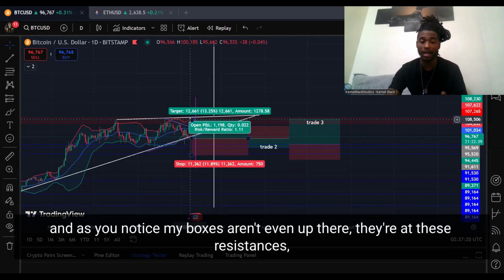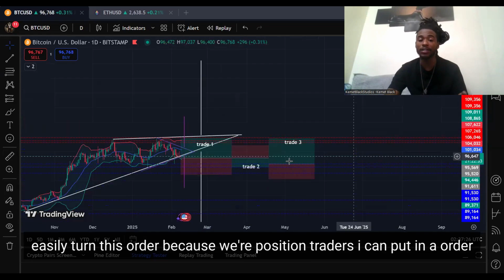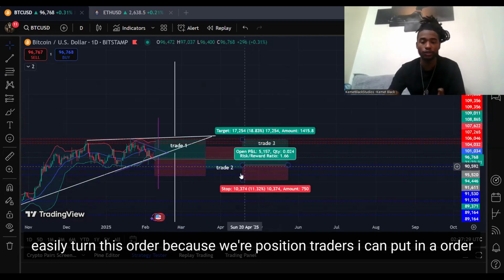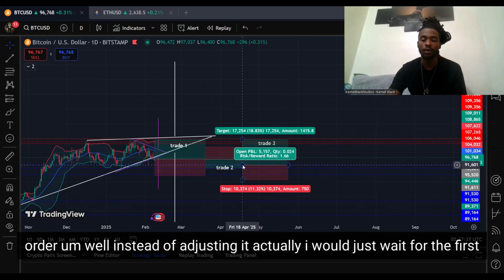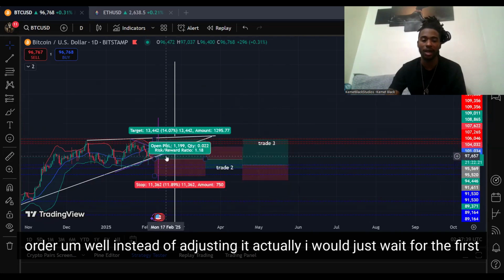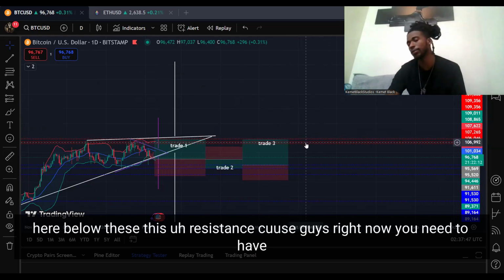And as you notice, my boxes aren't even up there. They're at these resistances. Okay, so I'm waiting, guys. I could easily turn this order. Because we're position traders, I can put in an order. I can adjust this order, right? Well, instead of adjusting it, actually, I would just wait for the first trade to hit. You know what I mean? And then I'll put in a new order down here below this resistance.